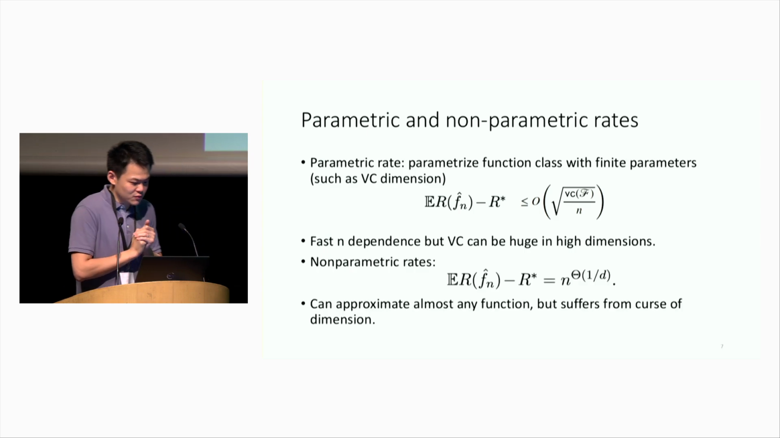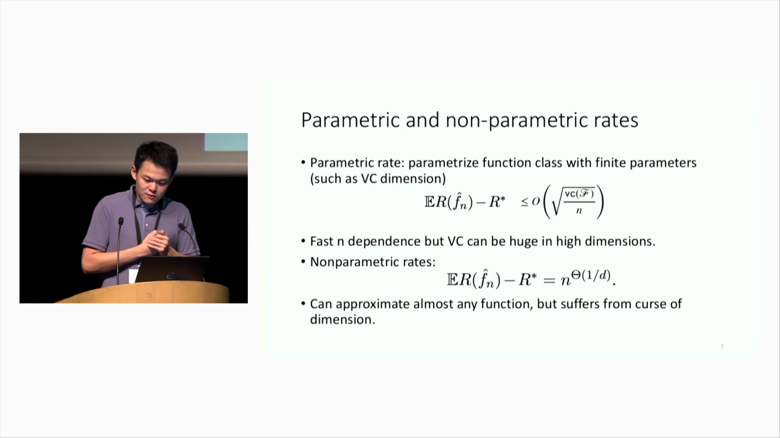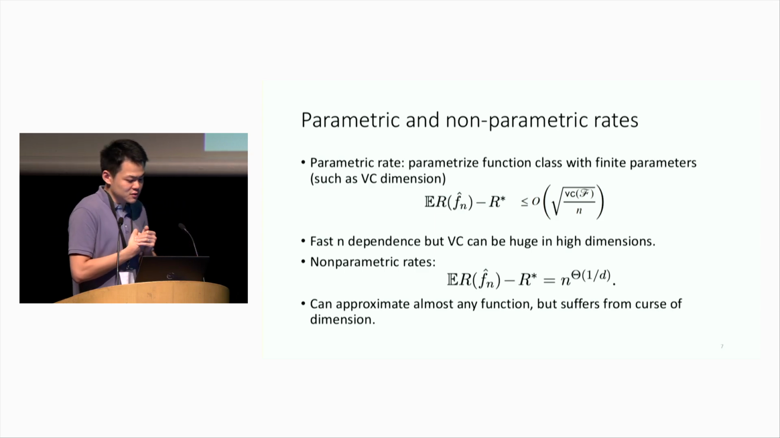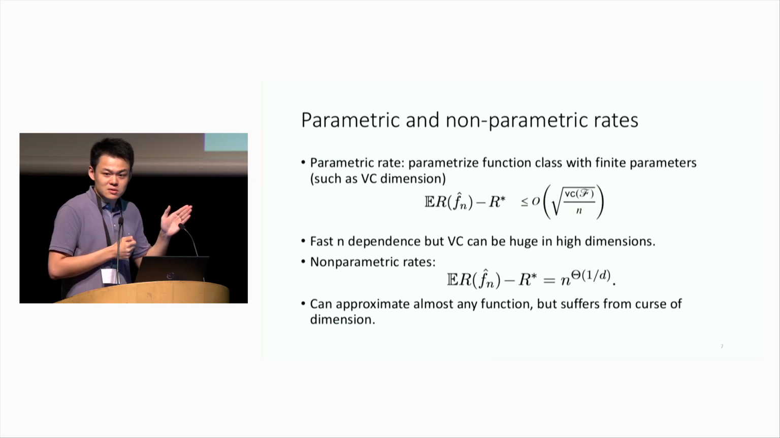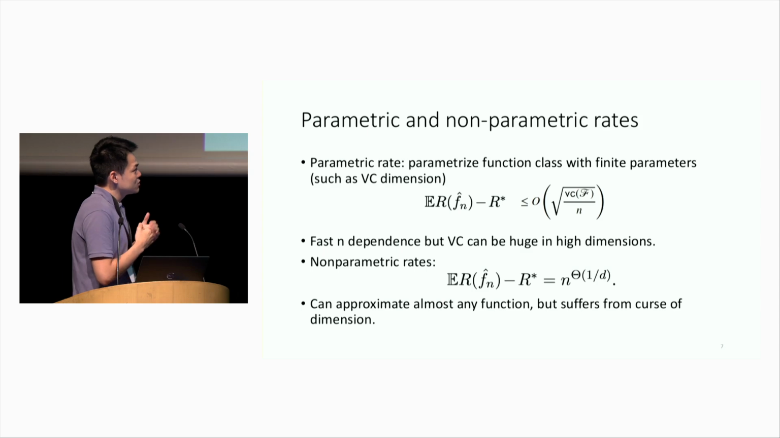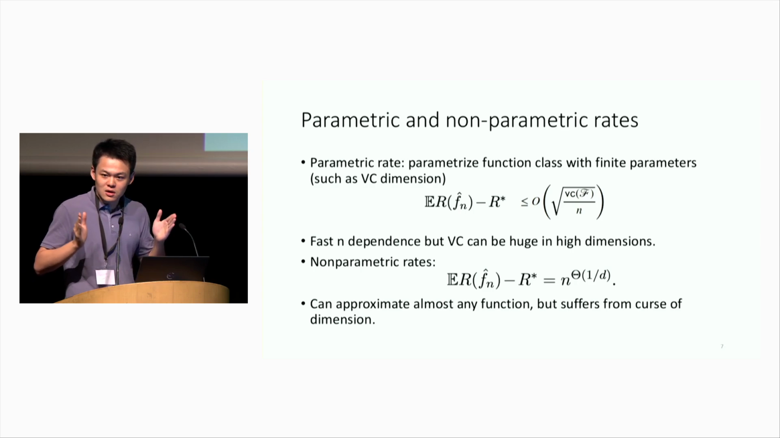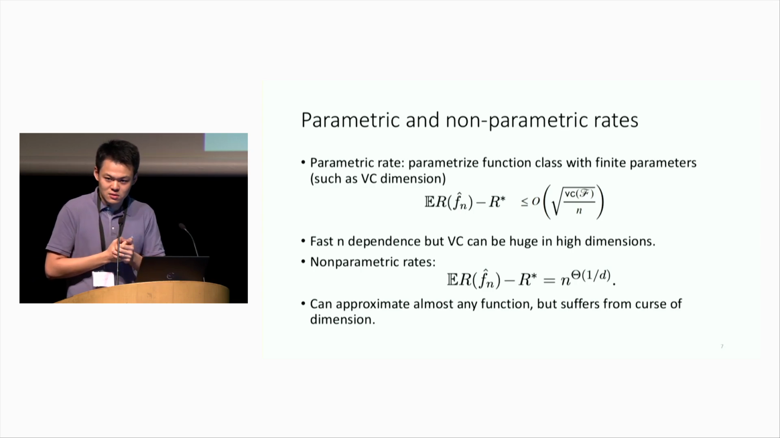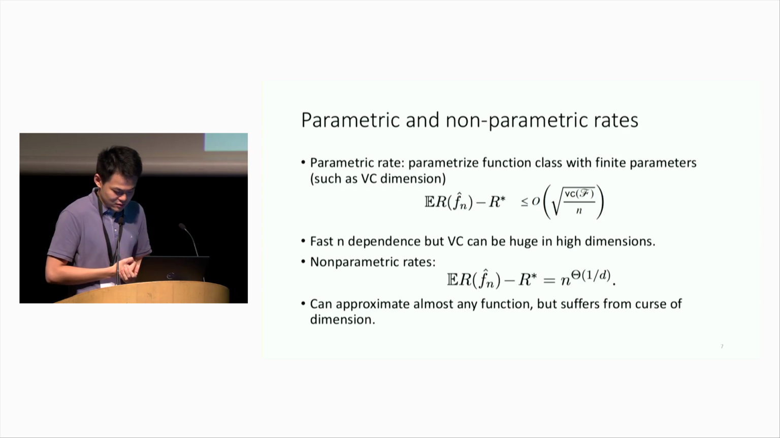Another type of rate in statistical learning is called non-parametric rates. The key difference is that in the exponent of n, there is a d dependence, where d is the data dimension. Therefore, in order to achieve constant error rates, we would suffer from the curse of dimensionality, which means we need exponentially many samples in the dimension in order to learn a non-trivial function. These are the two typical types of rates we get from statistical learning.